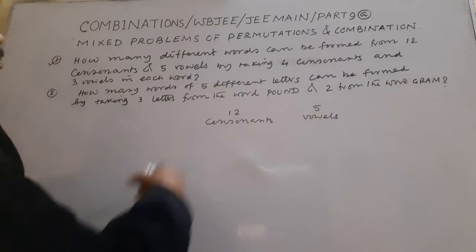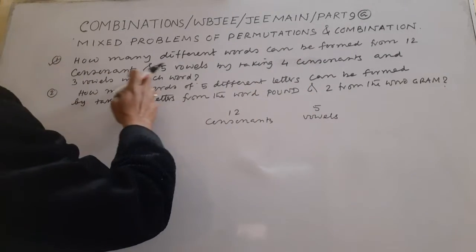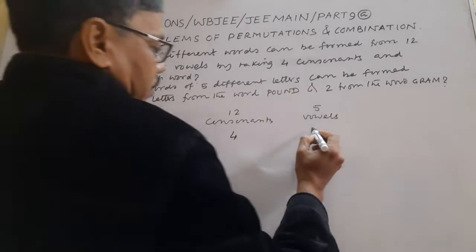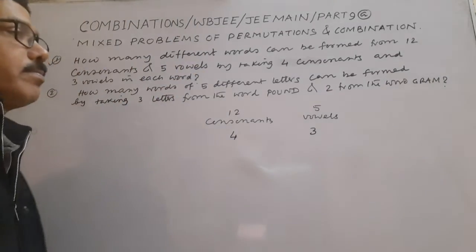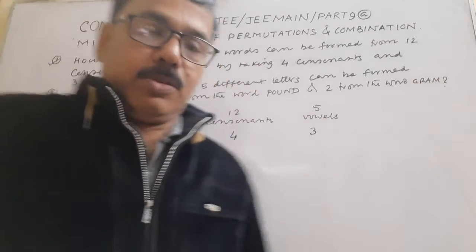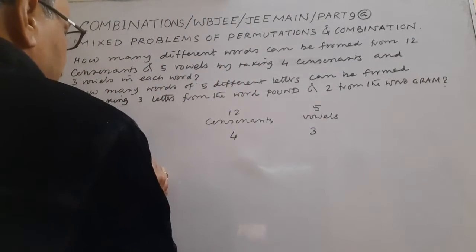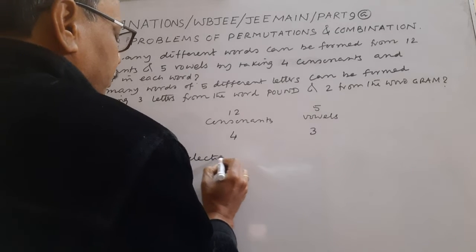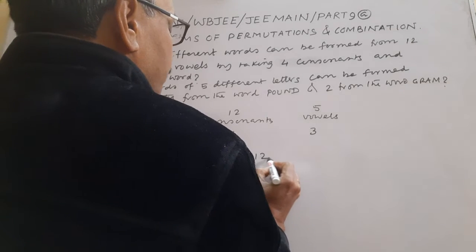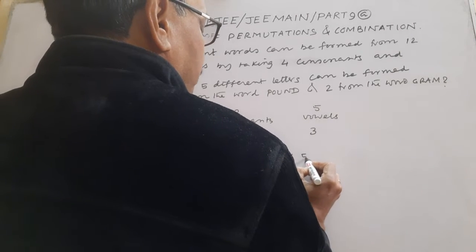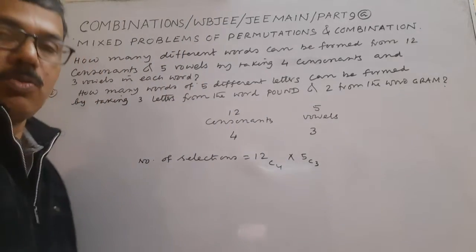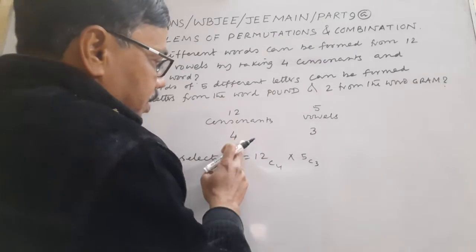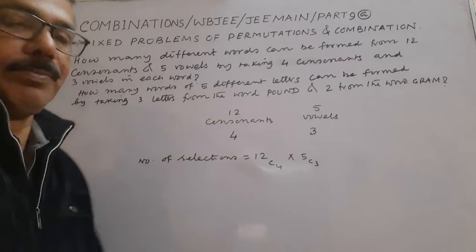Now look, from 12 consonants you have to take 4, and from 5 vowels you have to take 3. So the number of selections is 12C4 into 5C3. By APC, this is 12C4, this is 5C3.